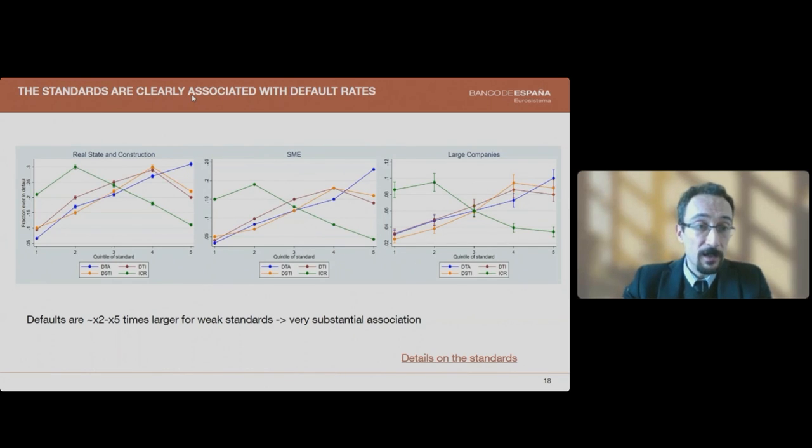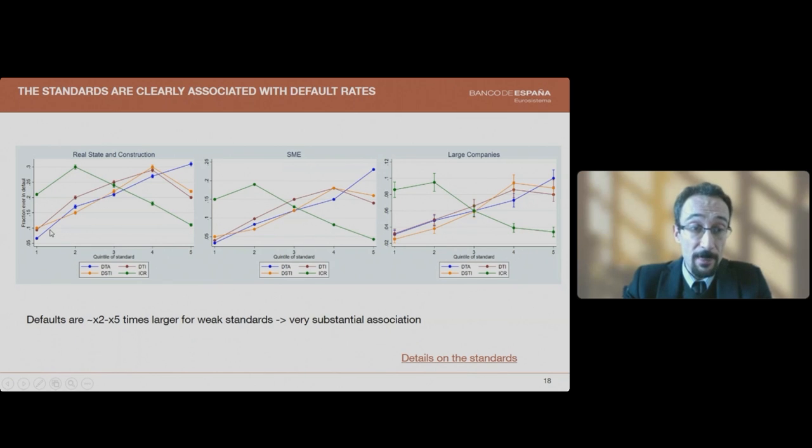And let me show you here the relationship, the association between the fraction of loans that ever enter into default and the quintiles of the different standards. So for example, here for the real estate and construction sector, in blue, I show you the fraction of loans that ever enter into default for those in the first quintile, in the bottom 20% of the debt to assets ratio. That would be the first point. And the last point would correspond to those in the top 20%, so the top quintile of the debt to assets ratio. What we can see is that there is a very large increase in the proportion of defaults, going from around 6% to over 30%. So this is an increase of more than a factor of five. It's a really, really large association.